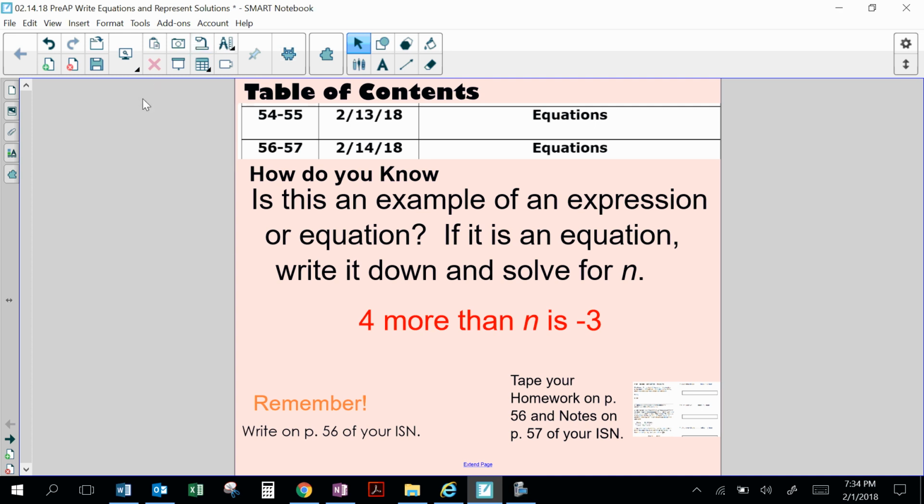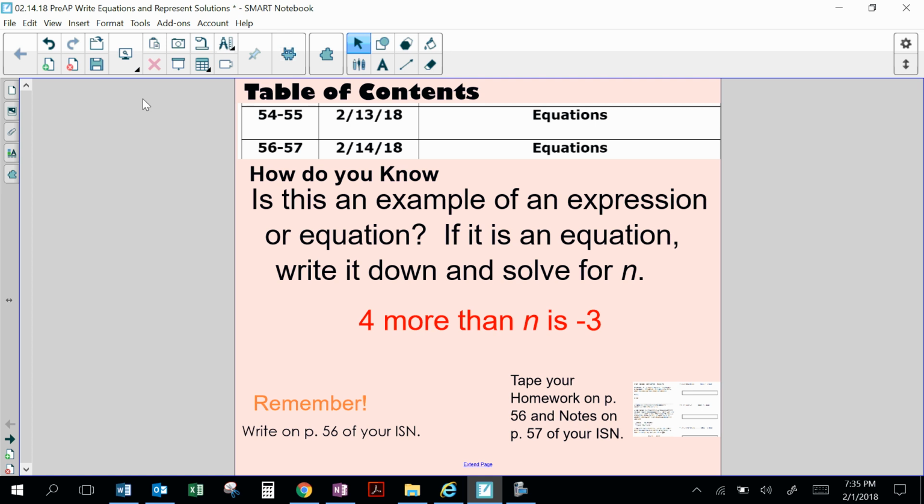Welcome. This video is over how to write one-step equations and solve them. So let's look at our number routine. Is this an example of an expression or equation? If it is an equation, write it down and solve for n.